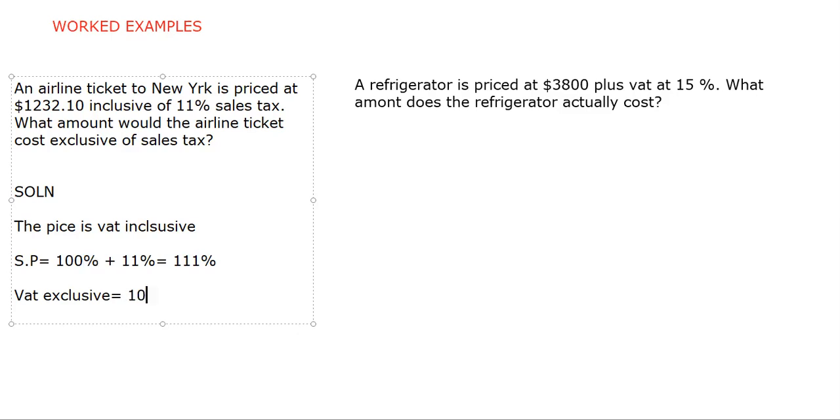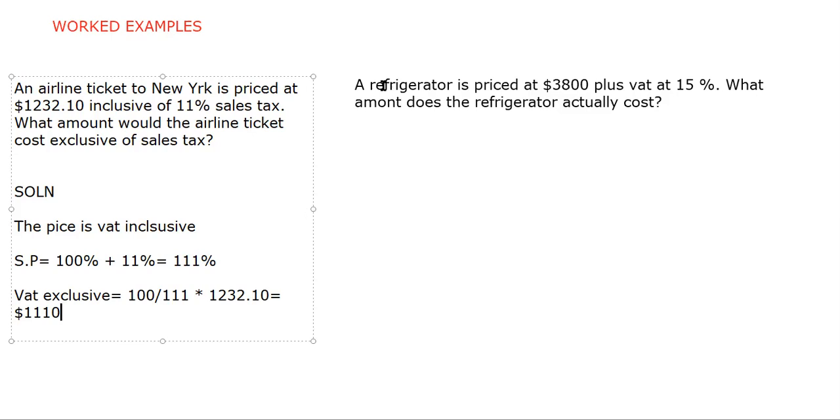So it will be 100 over the total, which is this, because remember, it comes like one part of the price. 100 over 111 multiplied by the ticket cost, 1232.10, which would be equal to 1110. And that's the price of a ticket without any sales tax.